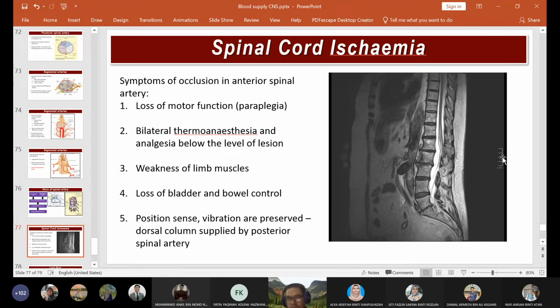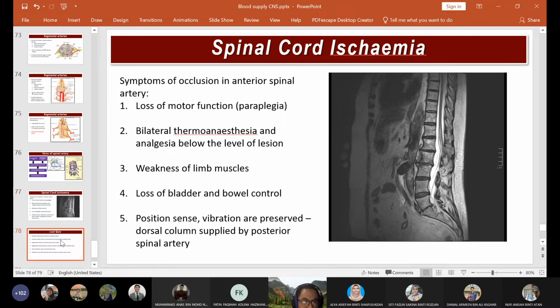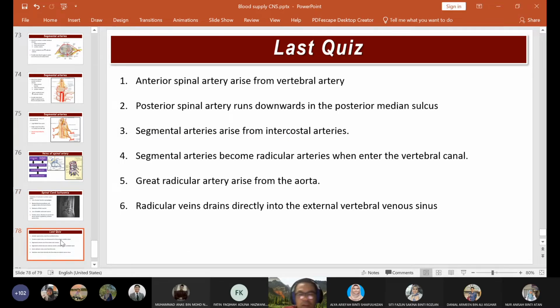Spinal cord ischemia. So of course, when you have ischemia, for example if there is occlusion of the anterior spinal artery, which supplies the anterior two-thirds of the spinal cord, it will cause loss of motor function, because motor is mostly in the anterior segment of the spinal cord. You will learn it on Thursday. Also other things like sensation problems, weakness of the limb muscles, and loss of bladder control. Last one, the tenth question.